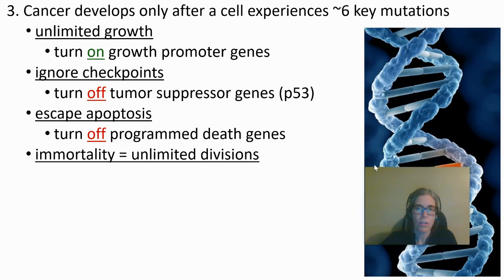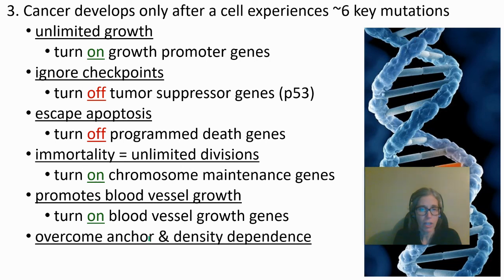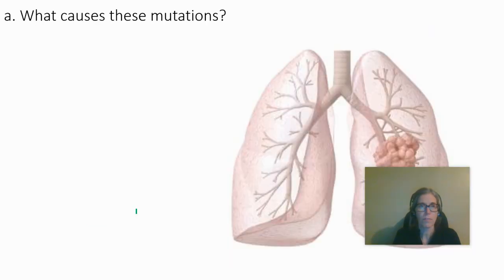Immortality. So telomerase is active. Promotes blood vessel growth. So angiogenesis, you're bringing blood vessels with their nutrients and their oxygen toward the tumor so it can grow faster. And then finally, they don't respond to density dependence anymore, density inhibition anymore, and they don't care about having anything under them. They will just grow. So something about those CAM proteins are messed up. And those are the touch sensors that are off.